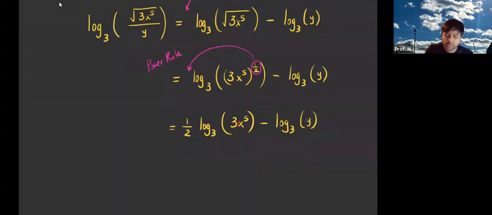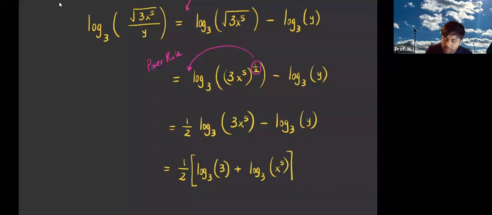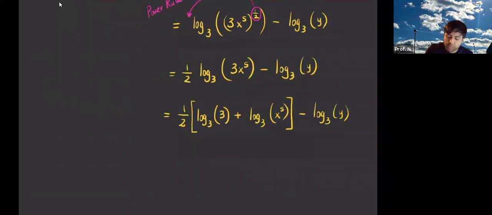I have this multiplication, right? So then I can rewrite this as 1/2. Now just be careful. I'm going to put some brackets around: log base 3 of 3 plus log base 3 of x to the 5th, minus log base 3 of y. And the reason why I do this is because this 1/2 is being multiplied to this logarithmic expression. The moment I separate it, I'm still being multiplied by 1/2.